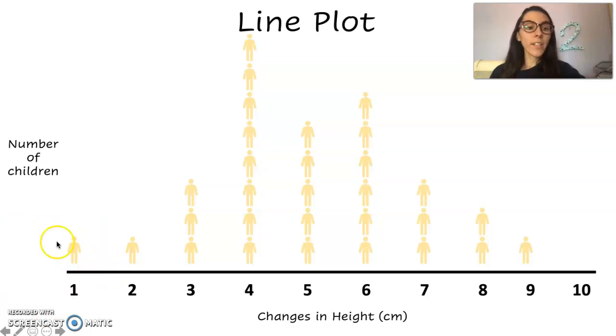So only one child had grown 1 centimeter. Only one child had grown 2 centimeters. Then there were 3 children that had grown 3 centimeters. Then how many children grew 4 centimeters? Let's see, we had counted 1, 2, 3, 4, 5, 6, 7, 8 children had grown 4 centimeters. So this was the line plot that we came up with.